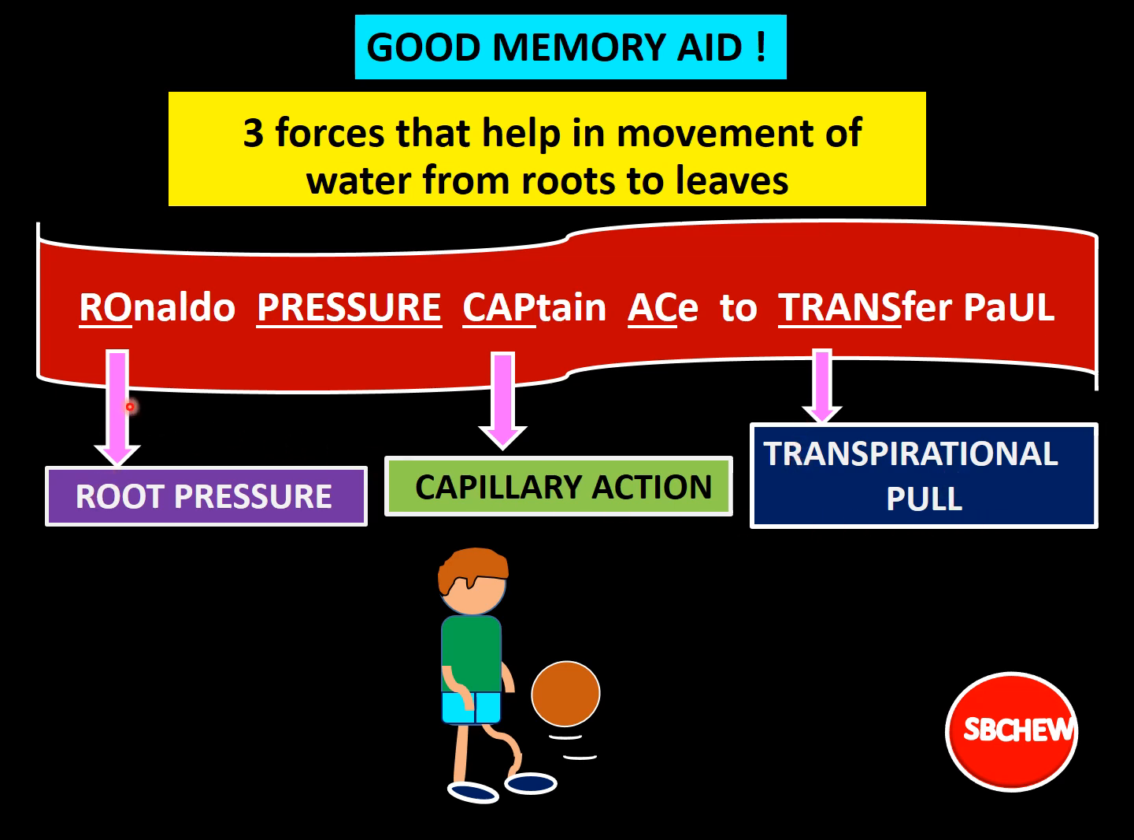So this is a very good memory aid, as it can help you to remember the three forces that help in the movement of water from roots to leaves. I suggest that you write it out and make a picture out of this, and then paste it on the wall where you can constantly review it, so that it will be pushed into your long-term memory, and you'll be able to use this memory aid when you need it. This memory aid may be very good for those who like to play football or who are interested in football matches.